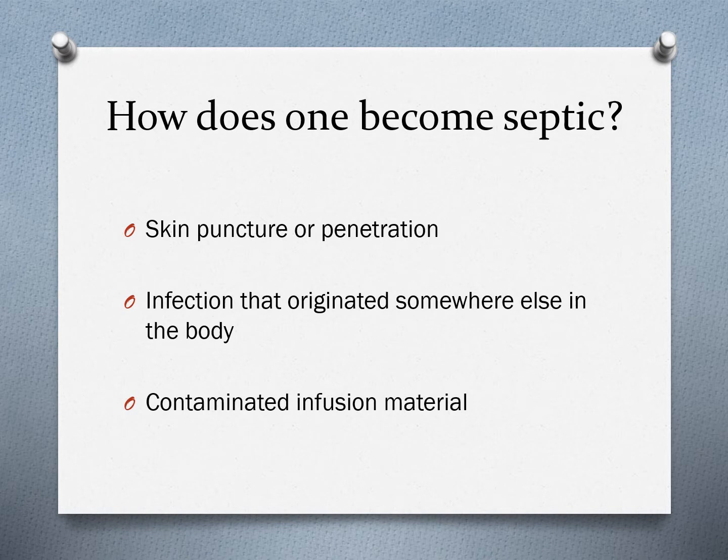So you might be asking yourself, how does one actually become septic? And remember, sepsis is a systemic response to an infection, okay? If you have a skin puncture or direct inoculation or direct penetration, you can become septic from that. If the infection originated somewhere else in the body, you can become septic from that. So for example, you could have a urinary tract infection and then later become septic because of that. Or if your lymphatic system is infected, or if you have a bone infection, you can become septicemic because of that. If you have contaminated infusion materials, such as contaminated blood products or contaminated IV solutions, those are reasons why a person might become septic as well.